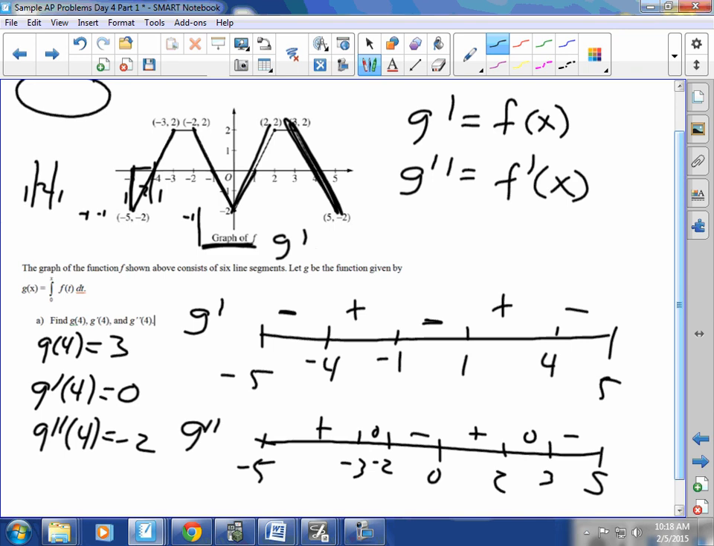Tell me part B on this problem. Does g have a minimum or maximum at x equals 1? Maximum, minimum, or neither at x equals 1? Tell me the answer to that. Minimum. Justify it. That's it. g prime changes from negative to positive at 1. That's all you need there.